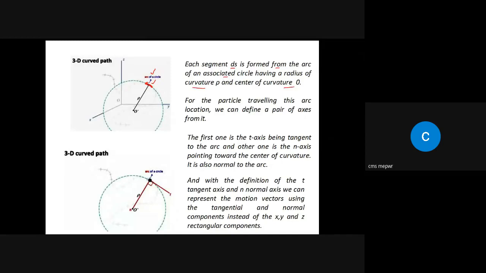At any point on this arc, we can now define a new pair of axes, or a new coordinate system. How can we define it? For example, if I want to define the position of the particle at this instant, I can have my new coordinate system, that is the n-t coordinate system. The t axis, which is tangential, will be basically tangent to the arc at this point, right? And the other component, which is the normal, will be perpendicular to this t axis, and this n is usually directed towards the center. So this new coordinate system, which has two components, n and t, is known as the n-t coordinate system.